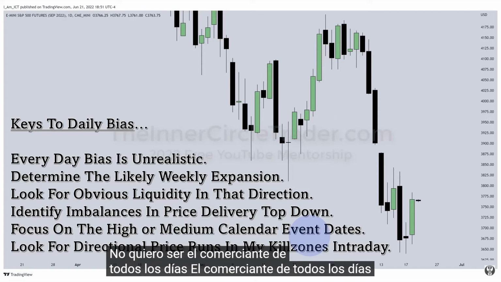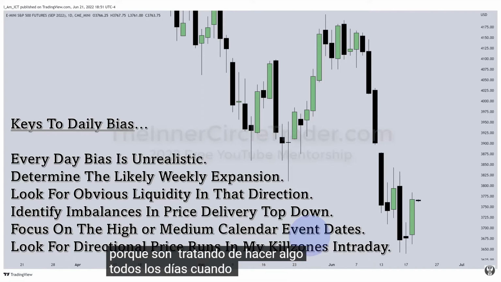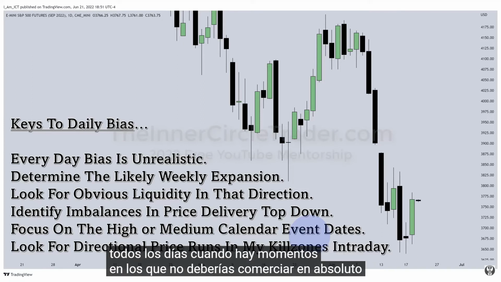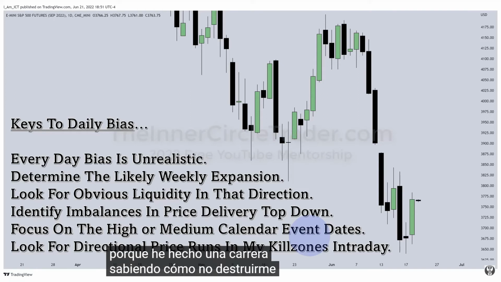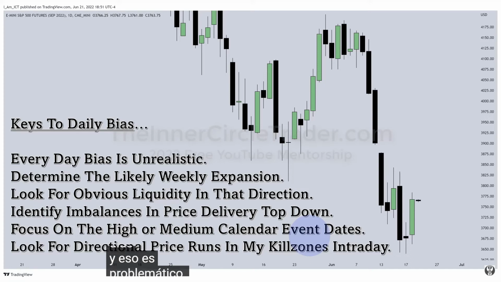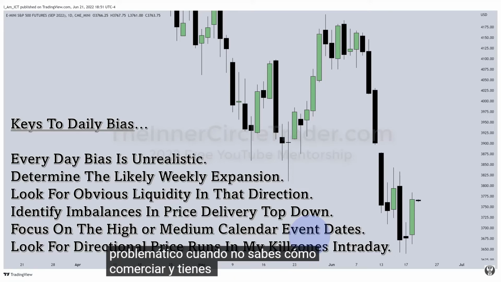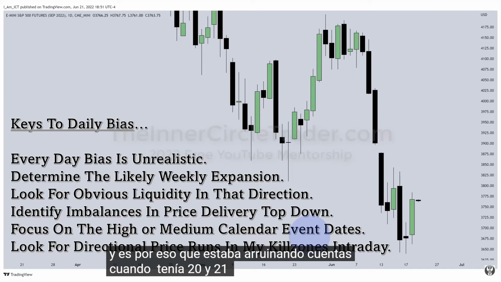The everyday trader is more prone to have losing trades because they are trying to do something every single day when there are times when you should not be trading at all. And that's what makes me different from all the other educators out there because I have made a career out of knowing how not to destroy myself because that's what I did when I was a 20-year-old. I thought that I could trade every single day. And that's problematic when you don't know how to trade and you have a lot of time or lack of self-control. And that's why I was blowing accounts when I was 20 and 21 and 22.